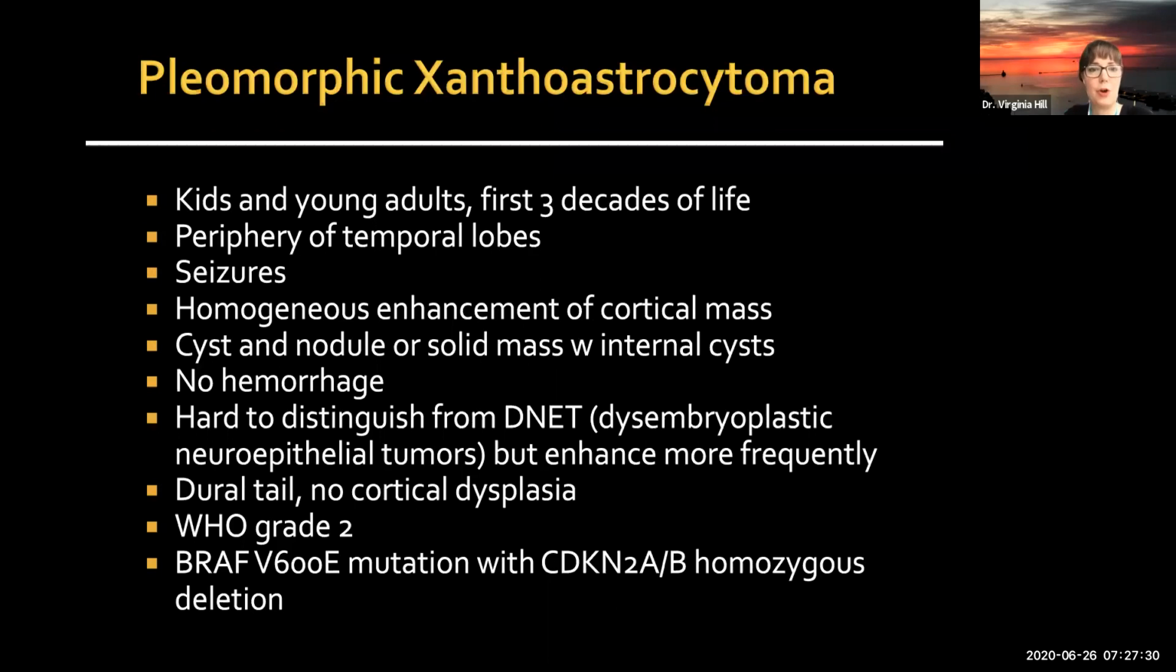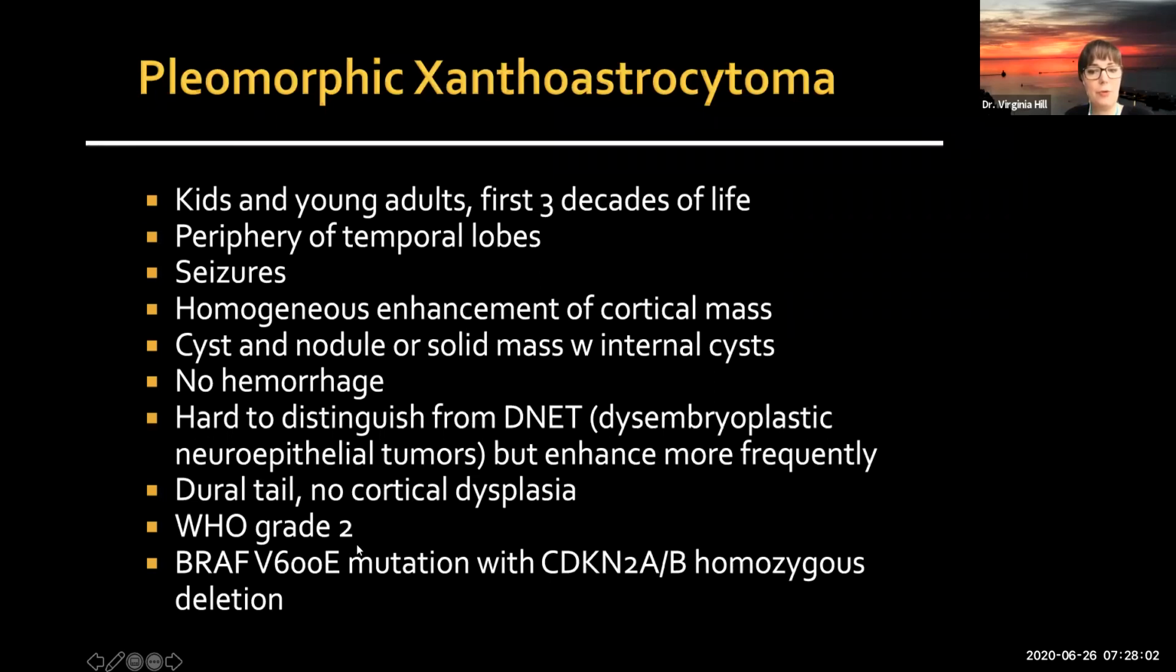Pleomorphic xanthoastrocytomas occur in kids and young adults in the first 3 decades of life. They can occur at the periphery of the temporal lobes and other places. They cause seizures. There's homogeneous enhancement of a cortical mass. The cyst and nodule or solid mass with internal cysts can manifest as the appearance. There will be no hemorrhage. It can be very difficult to distinguish it from a dysembryoplastic neuroepithelial tumor, but it does enhance more frequently than those. There will be a dural tail, but no cortical dysplasia.